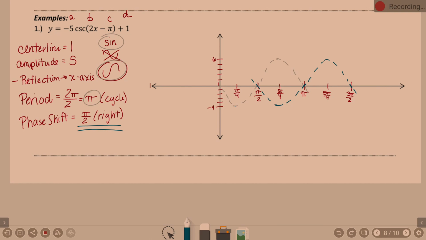So off of my blue, I need to put in what? Asymptotes, which I have 1 at pi over 2, at pi, and 3 pi over 2. And then, now, be careful. Forget my original little light gray thing. My first parabola is going to be upside down. My second parabola is right side up.